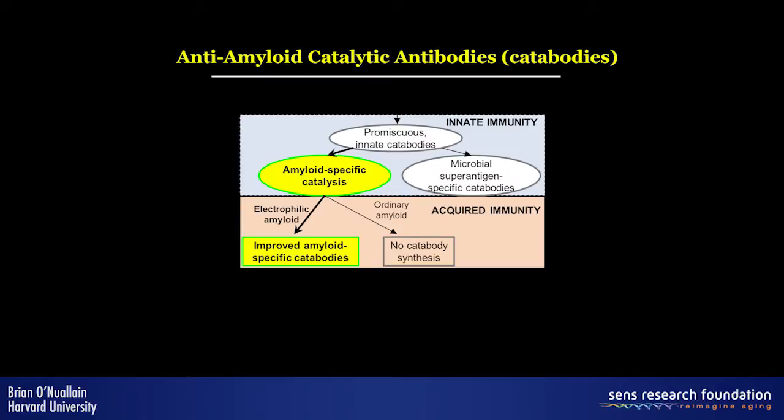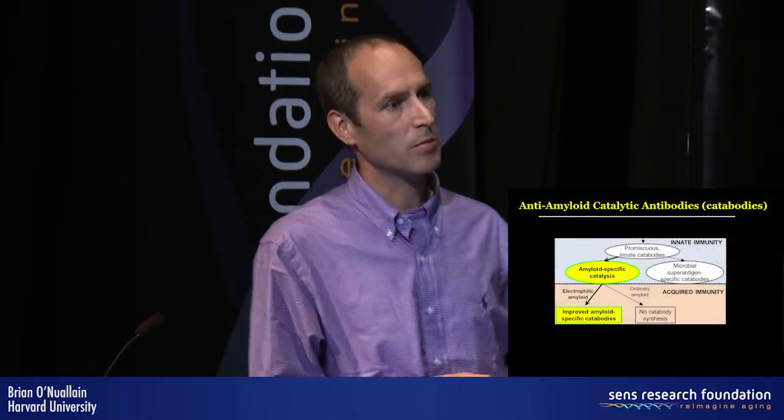So Sudhir Paul and others a number of years ago actually discovered this particular property of antibodies, catalytic antibodies, that can be directed towards aggregates of amyloid proteins. Initially, he focused on Alzheimer's disease, and now we're trying to determine whether any of these antibodies have therapeutic potential for TTR amyloid.